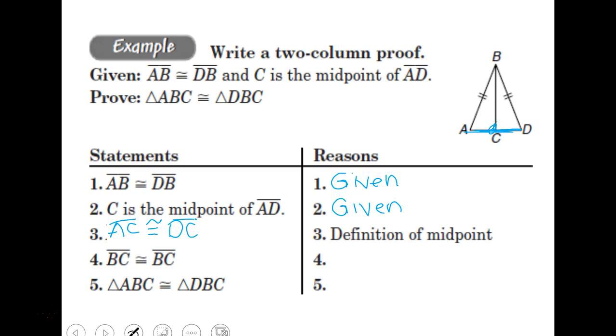The next statement that we see is BC is congruent to BC. We just did that in the last problem. Those 2 triangles share that side. That side is congruent to itself. When we have that, we use this reason, reflexive property.